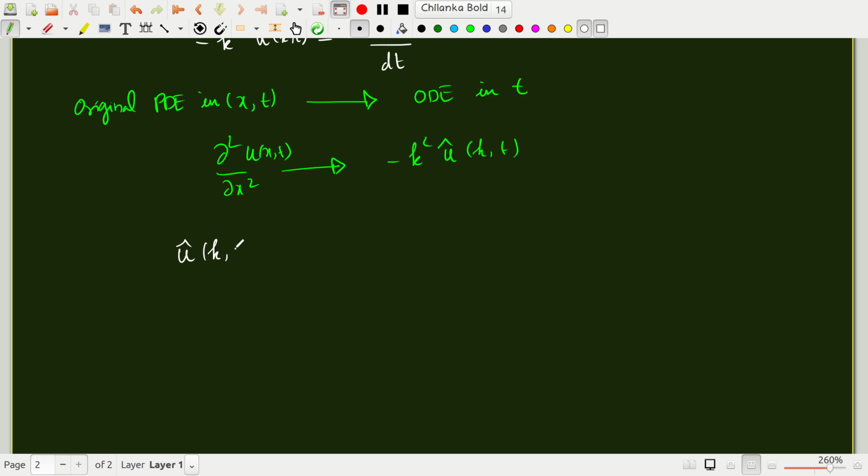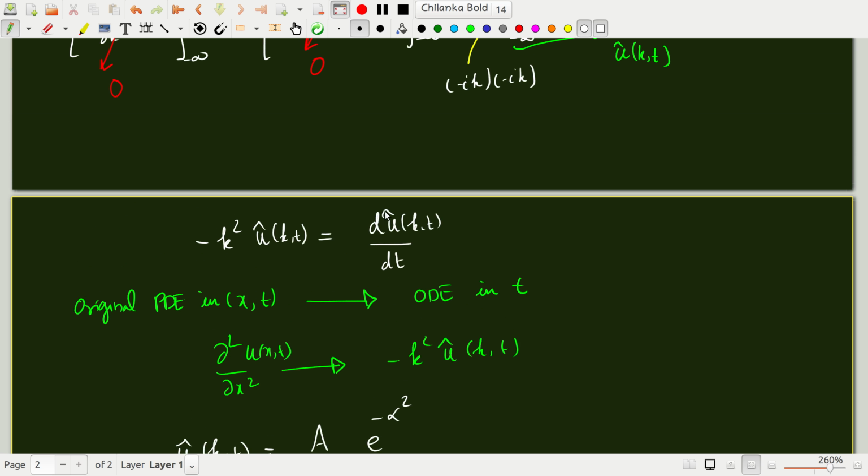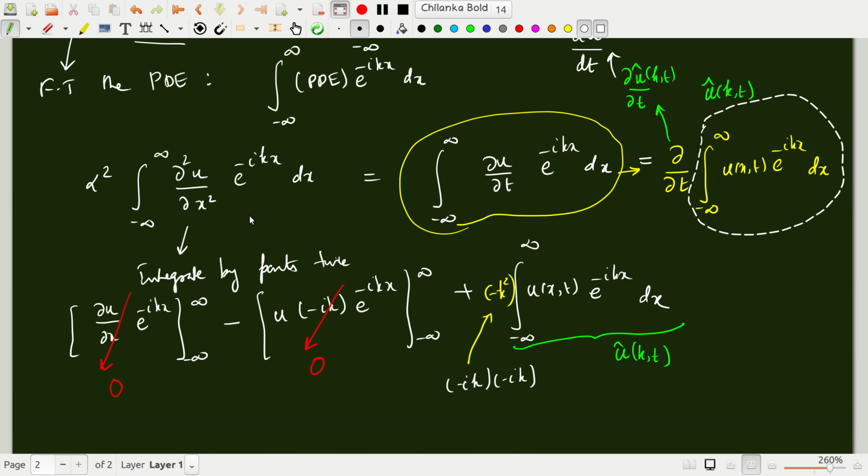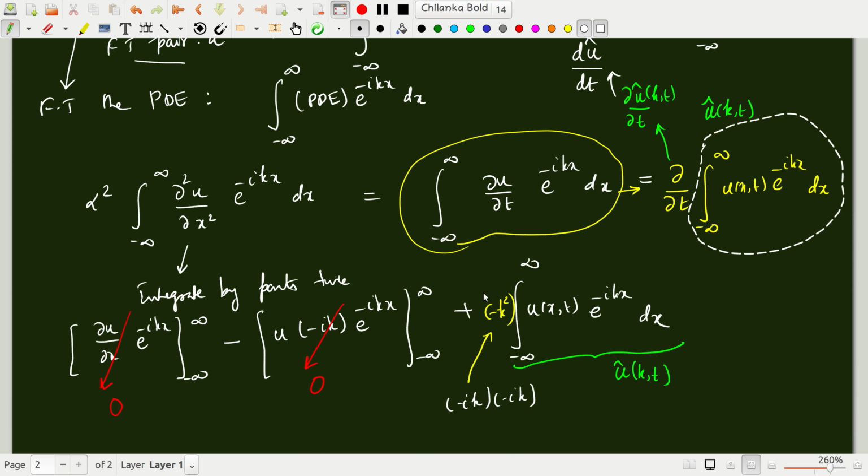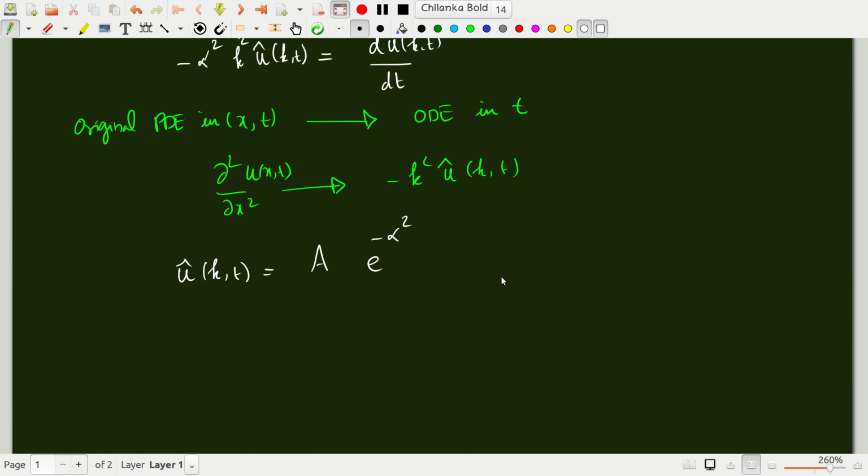u hat of k, t is nothing but some constant times e to the minus alpha squared k squared t. I'm sorry about forgetting this alpha squared. So let's keep this alpha squared here as well, on the left side. So it's e to the minus alpha squared k squared t.